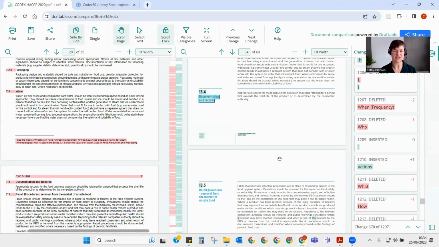We saw that the decision tree was taken out in the one published in 2020, the CCP decision tree, and they've actually put it back. So that is literally what the change is about.